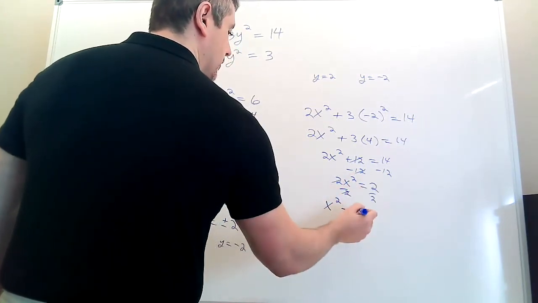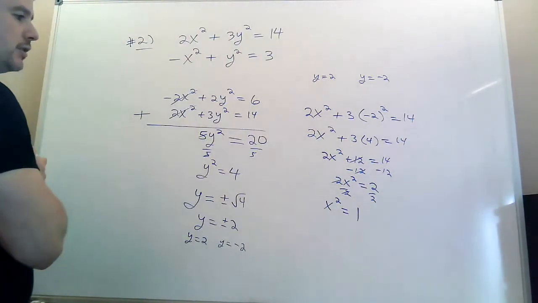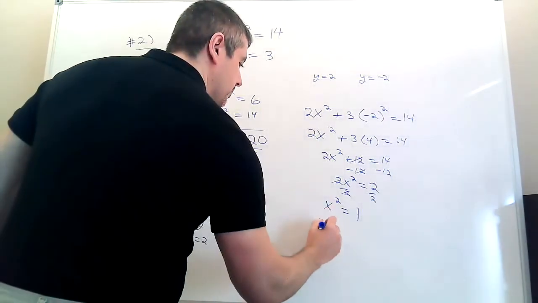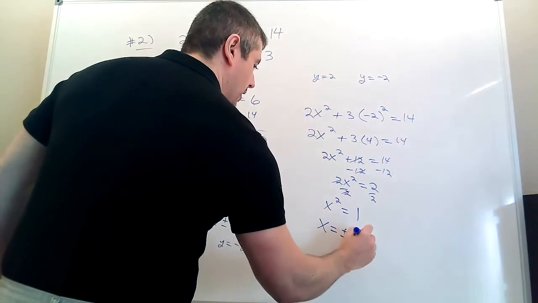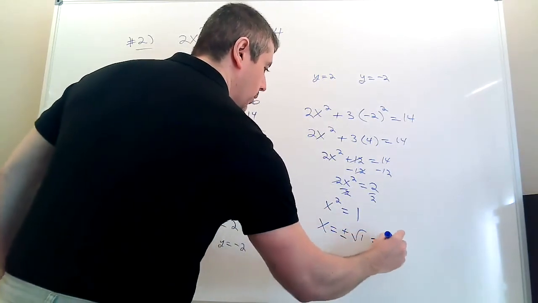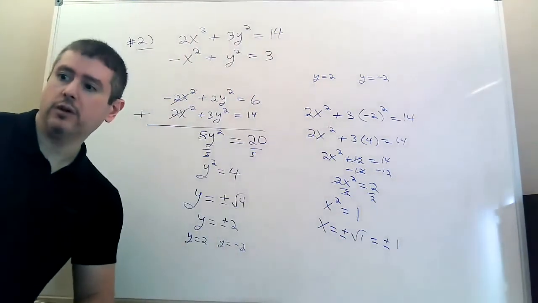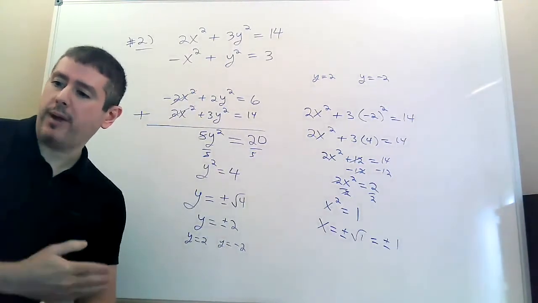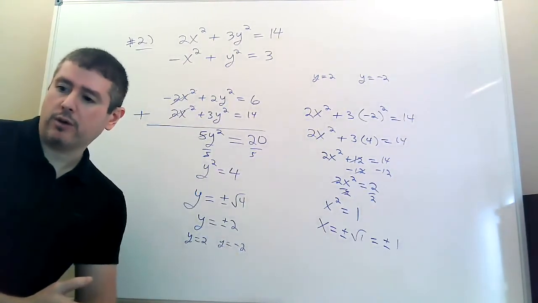What's 2 divided by 2? 2 divided by 2 is 1. It's not 0. It's 1. Now you've got to take the square root. What's the square root of 1? It's 1. What number times itself is 1? 1. So regardless of which one you pick, you're going to get plus or minus 1.